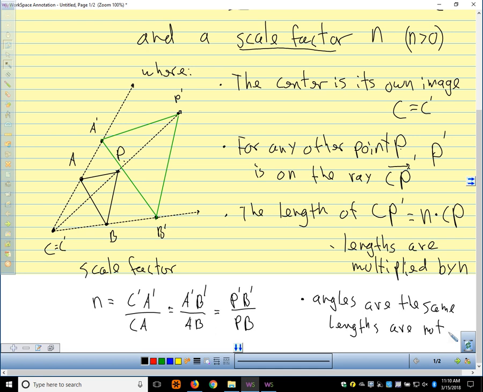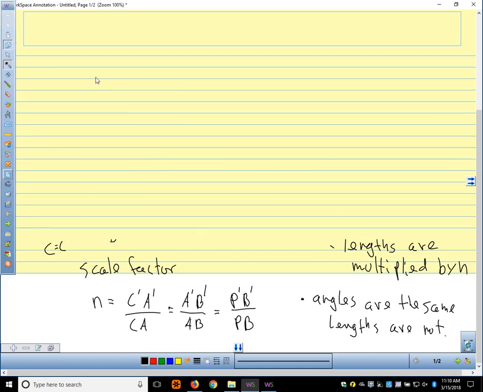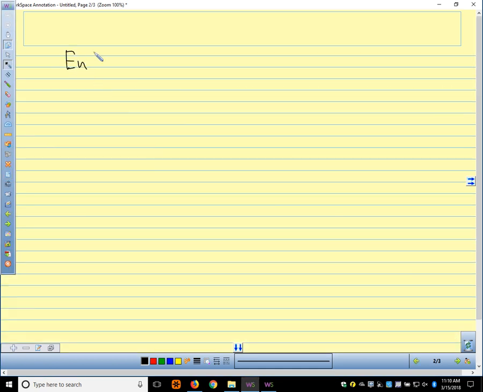All right, so questions there about what a dilation is. Now, luckily, for most of what we do, we won't have to do this stuff with the rays. We call a dilation an enlargement if n is greater than 1. So if our scale factor is bigger than 1, our image is bigger than our pre-image.